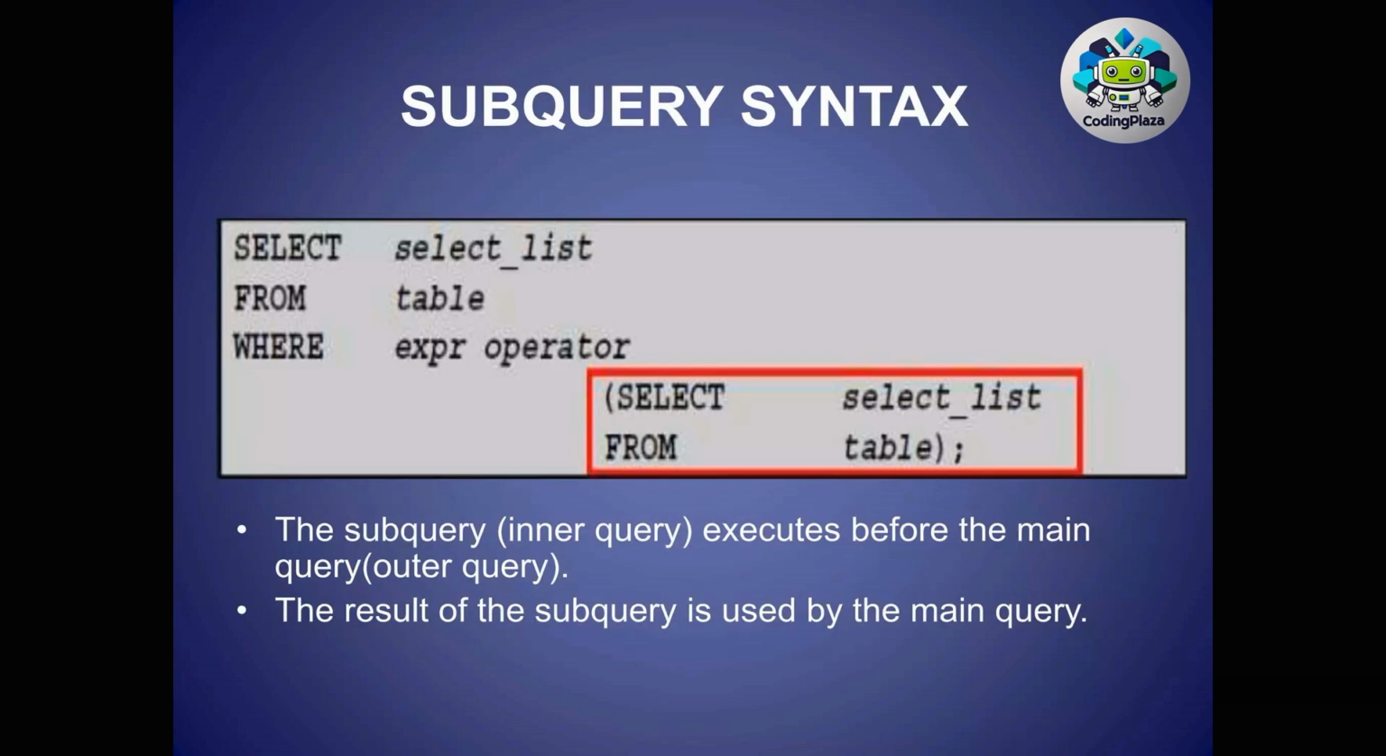This is the subquery syntax: select list from table where expression operator, the filtration operator. After that, an open brace and a close brace. In between those braces, we write the subquery. A subquery is nothing but a query that we use inside an open brace and close brace for an expression.